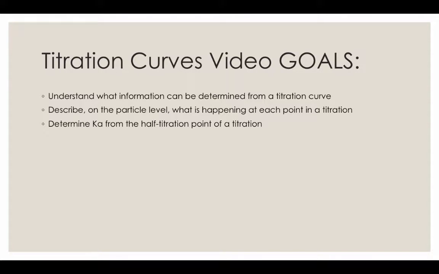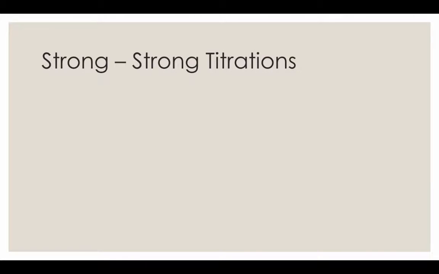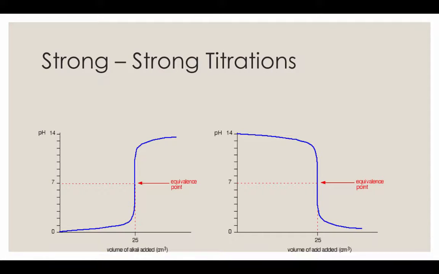You should be able to determine Ka from the half titration point of a titration. And you should be able to choose an appropriate indicator for a titration. Let's look first at strong titrations.